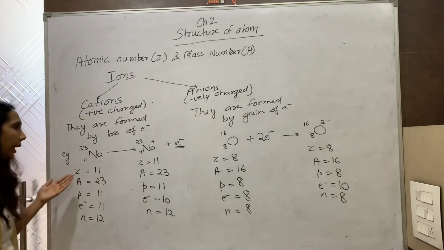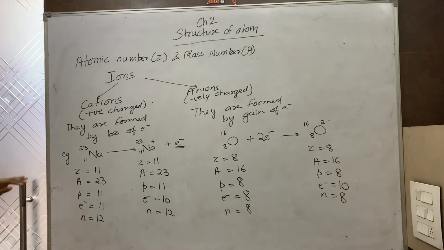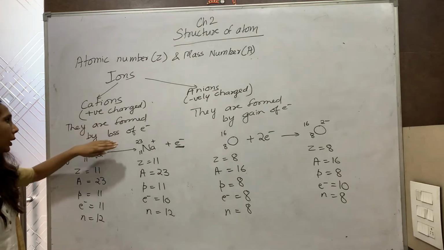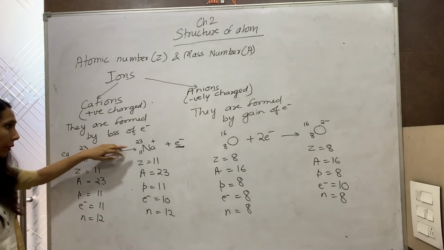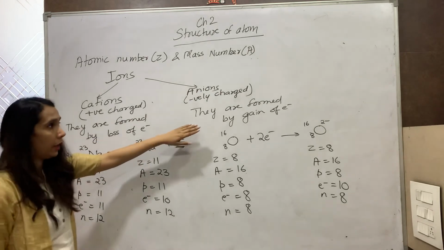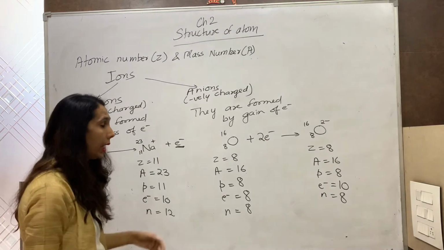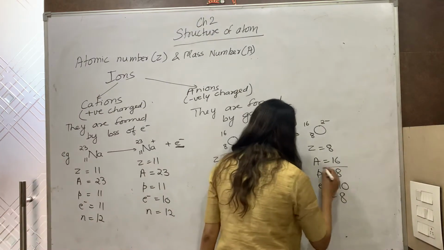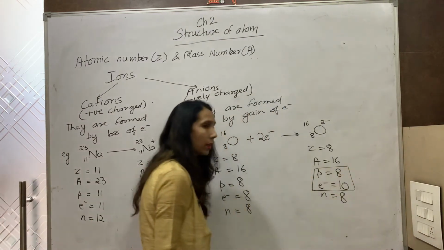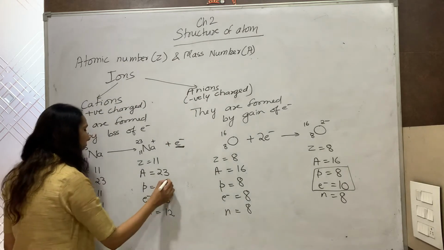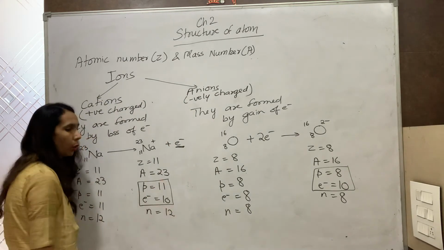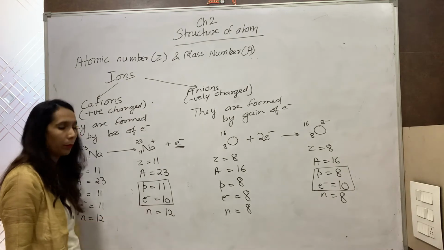So we can see that if electrons are lost, we get a positive charge. If electrons are gained, we get a negative charge. So an anion will have more electrons in comparison to protons, and a cation will have fewer electrons in comparison to protons.